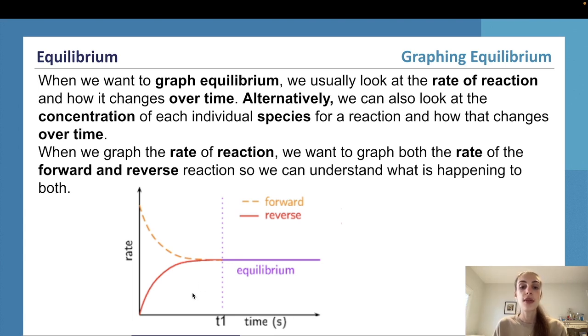So an example of that is this here, where we can see that the rate of the forward reaction is decreasing and the rate of the reverse reaction is decreasing. And then when it reaches this plateau here at what we've called time t1, they've attained equilibrium because the rate of the forward reaction is now equal to the rate of the reverse reaction.